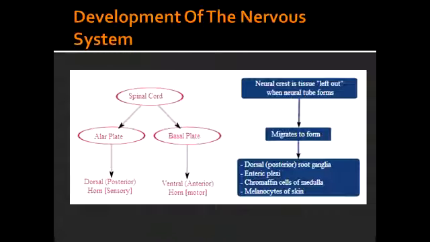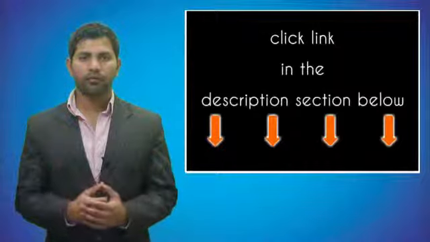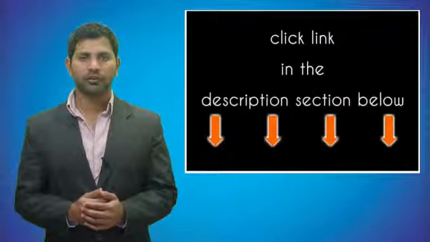Now we're going to talk about the neural crest and all the things that it forms. So neural crest is the tissue that's left out when the neural tube forms. The left out neural crest cells will migrate to form the dorsal, the posterior root ganglia. The neural crest cells will also form the enteric plexi, chromaffin cells of the medulla, and the melanocytes of the skin.